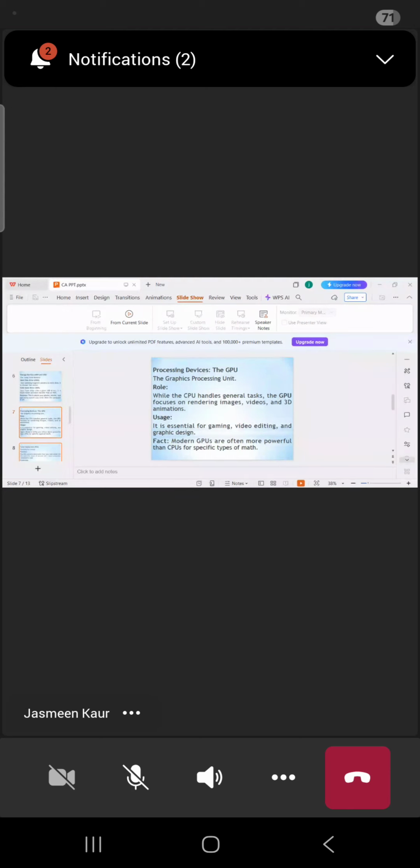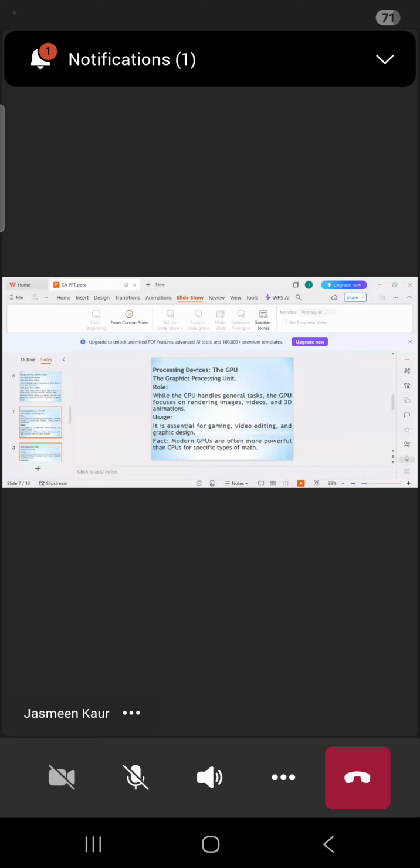Next is input and output devices. Finally, we have tools we use to talk to the computer. Input devices like keyboard and mouse allow us to put data in. Output devices like monitors and printers allow the computer to show the results.